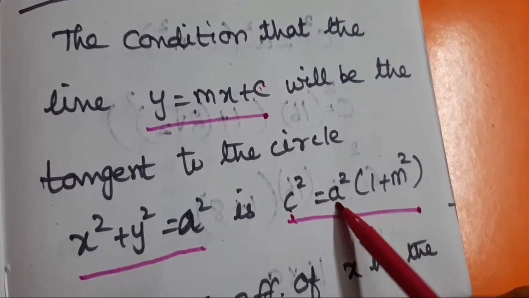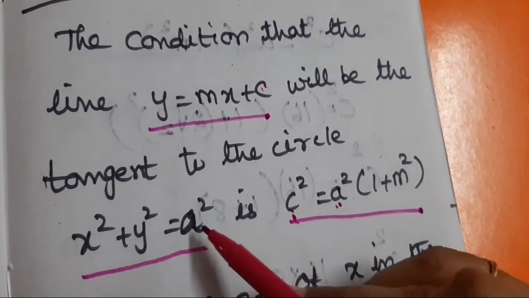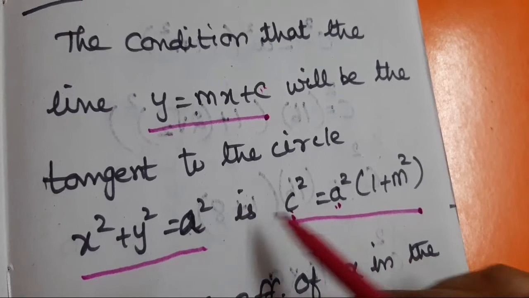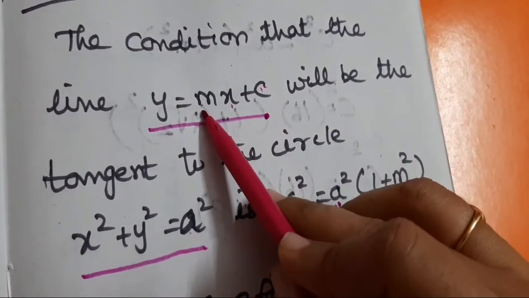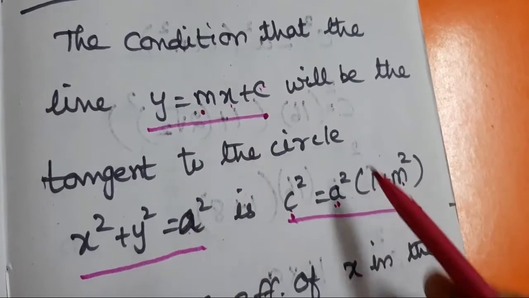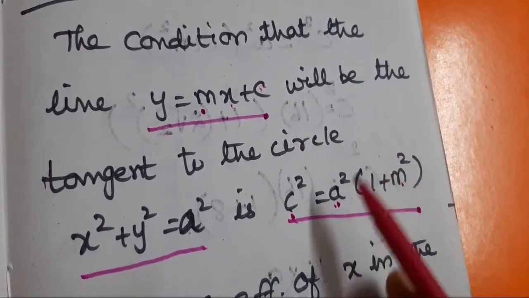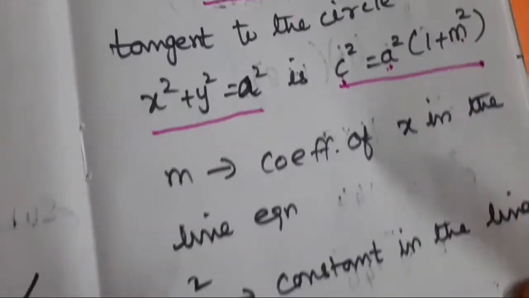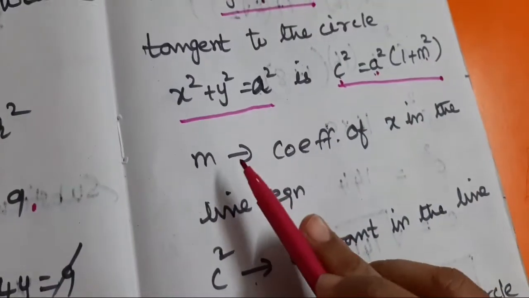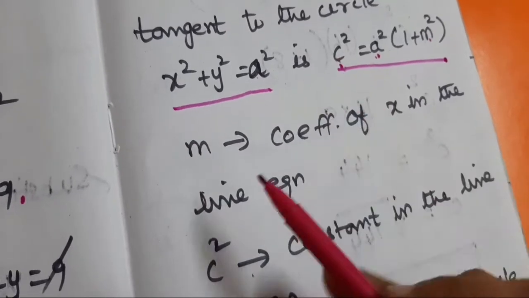A is nothing but the radius of the circle. M is nothing but the coefficient of x in this line equation. So if you know all the values, you can substitute and get the answer. But here I want to find out the C answer.